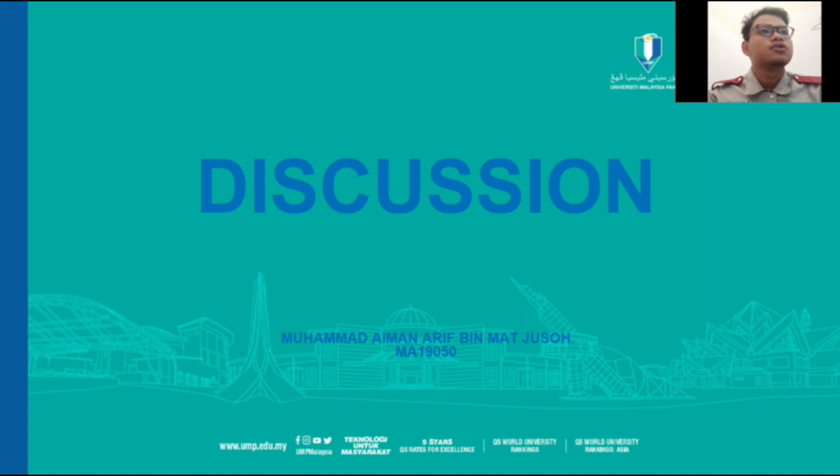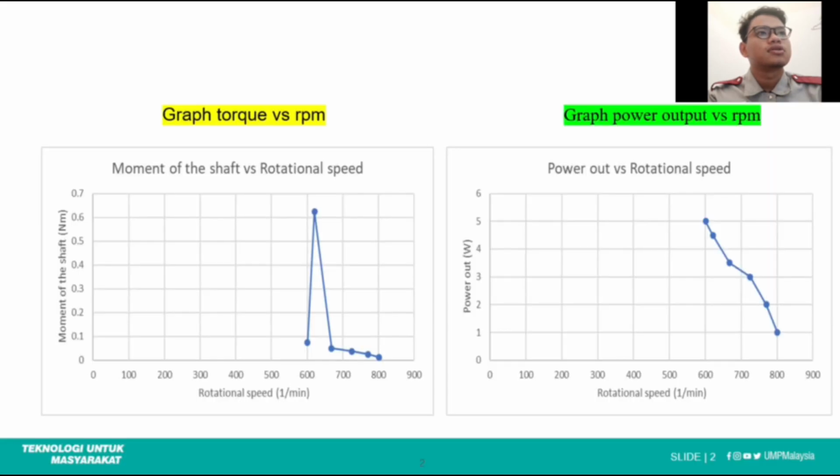Okay, first we go to page 1. There are two graphs for this experiment: torque versus RPM and power output versus RPM. For the torque versus RPM, the x-axis is rotational speed and the y-axis is the moment of the shaft. For the power output versus RPM, the x-axis is rotational speed and the y-axis is the power output.